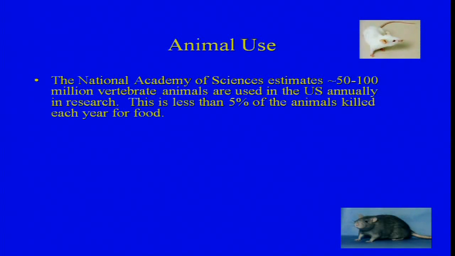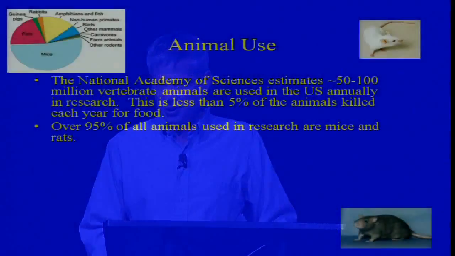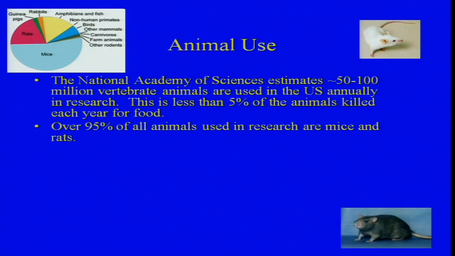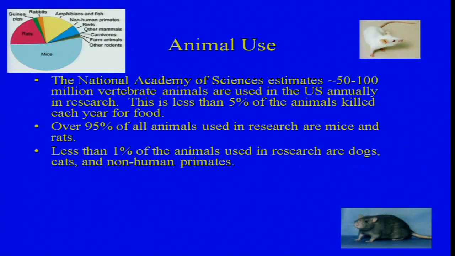So how many animals do we use? It's estimated by the National Academy of Sciences that every year we use between 50 and 100 million animals in research. And while that may seem like a lot, to put it in perspective, that really is less than 5% of the animals that we kill each year for food. And in addition, over 95% of the animals are mice and rats, and less than 1% are cats, dogs, and non-human primates, which seem to be the most sensitive species when you're talking to the animal rights groups.